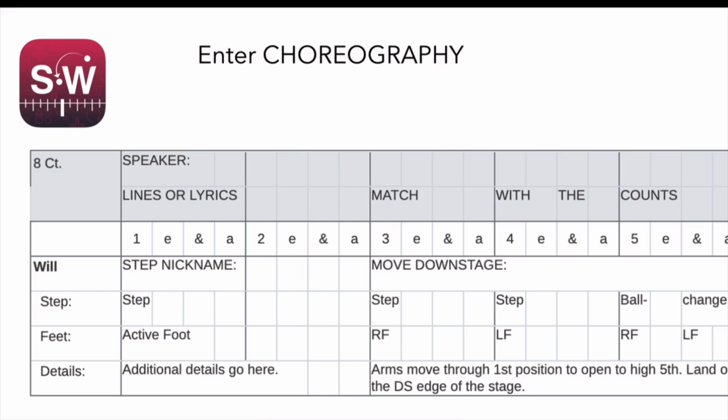And then below that is the character's name. The step nickname is the first line, and then each character has 3 lines of detail. This can be customized. It says the main step that they're doing, the active foot, and then as much detail or additional details as you want here.